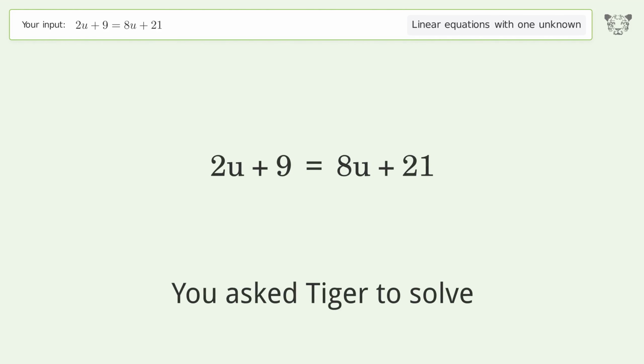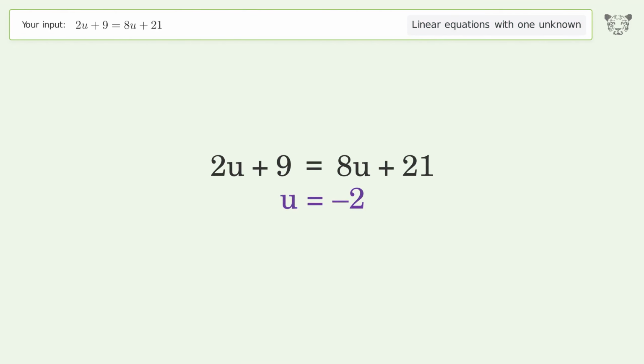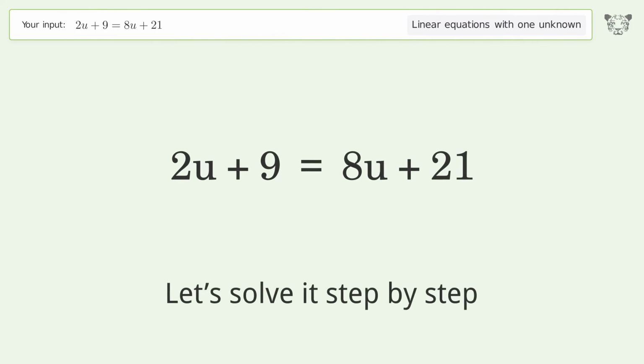You ask Tiger to solve. This deals with linear equations with one unknown. The final result is u equals -2. Let's solve it step by step.